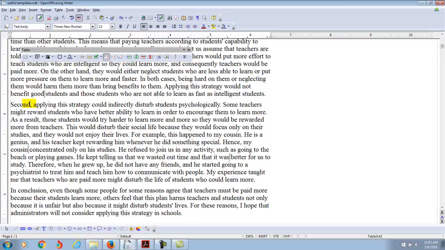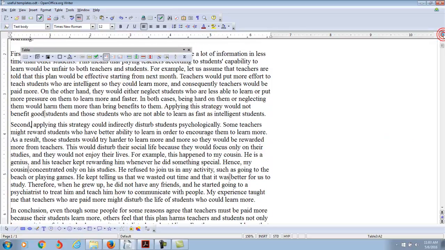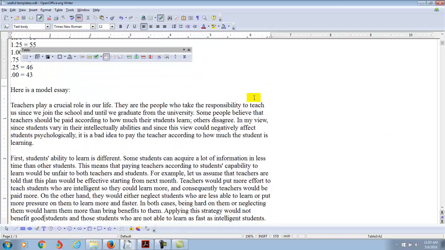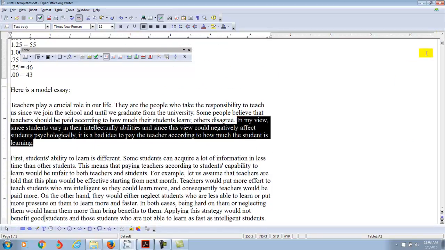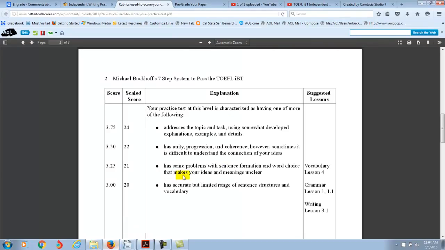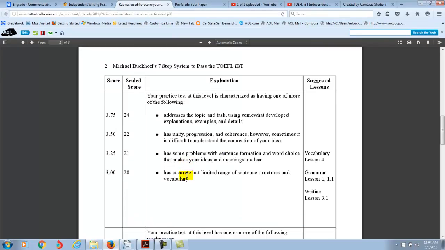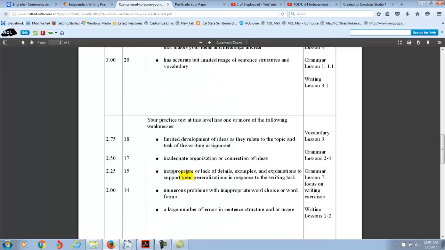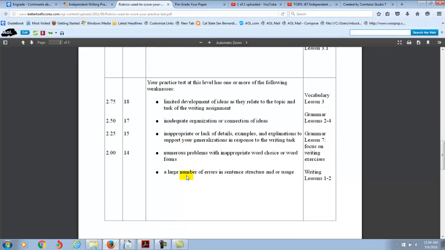Again, there is a very distinct argument going on in the paragraph, and in both of these body paragraphs, the writer is connecting these ideas back to the thesis, and guess what? The thesis, it connects back to the writing about whether or not teachers should be paid according to how students learn. So in your writing, it's not going to score very high.